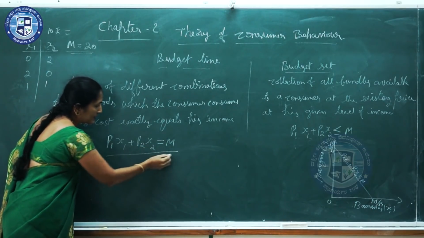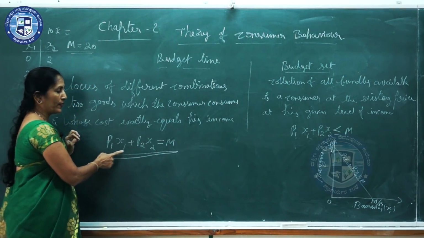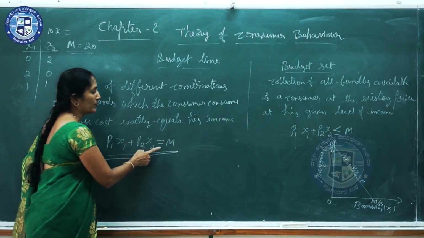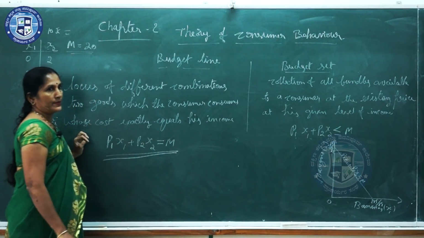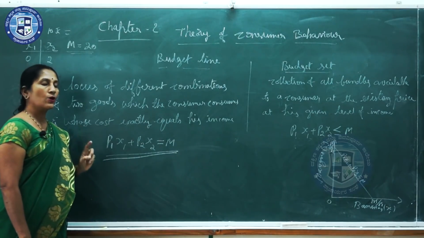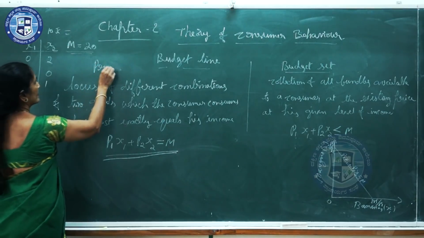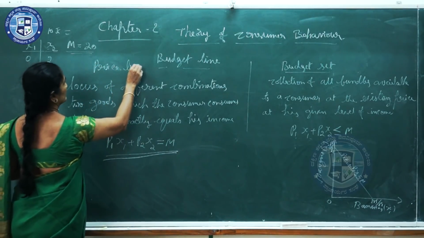So the equation for the budget line is P1X1 plus P2X2 is equal to M. This is called the budget line, and it is also called the price line.